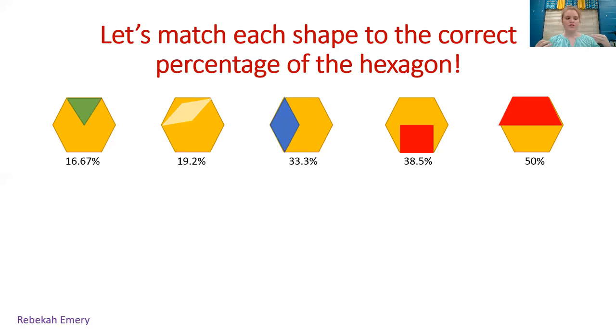So for the shapes that do not have an easily divisible percentage or an obviously whole number that fit into the whole, such as the skinny tan rhombus at 19.2 or the red square at 38.5, we simply look at each shape's relative size compared to the rest of the shapes to determine the percentage.